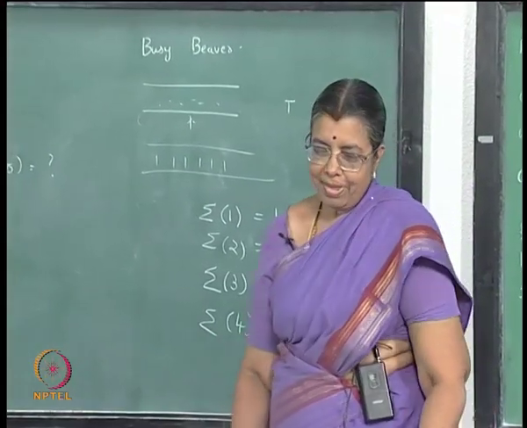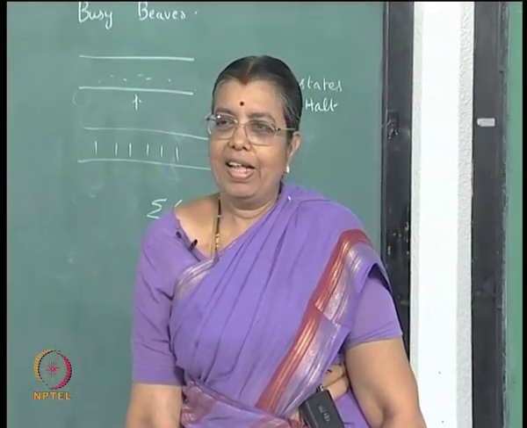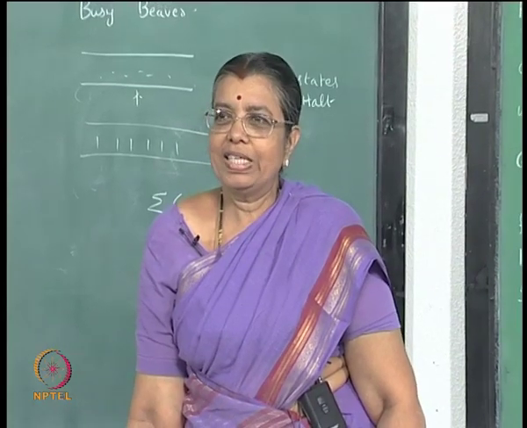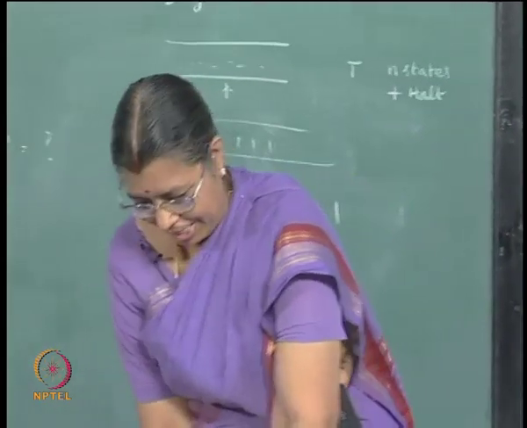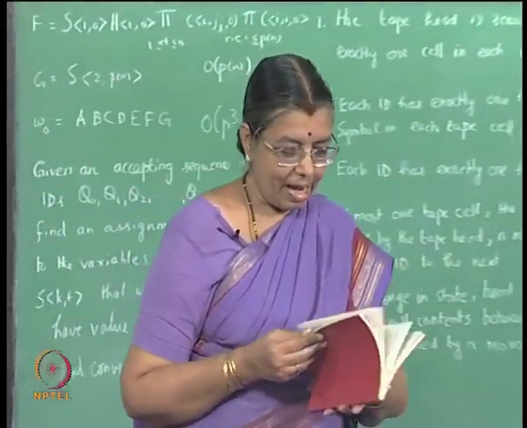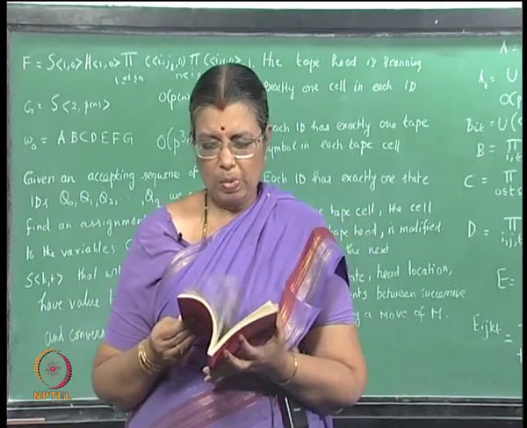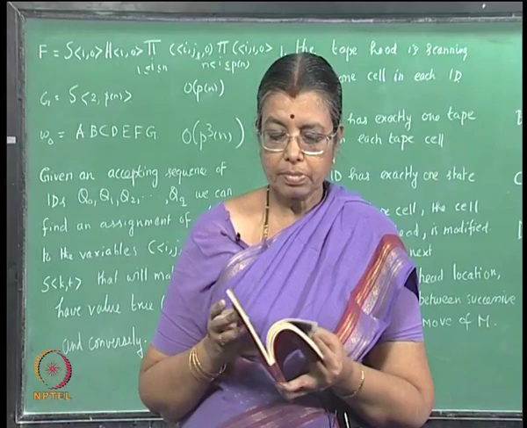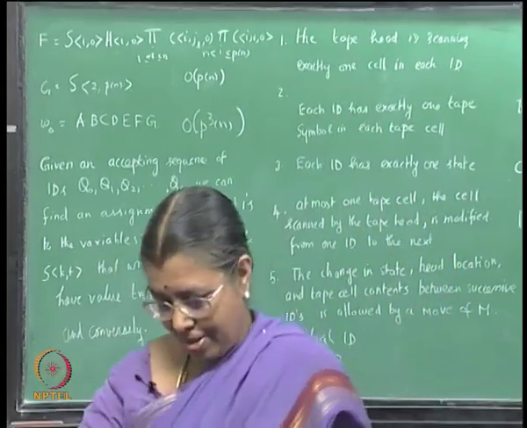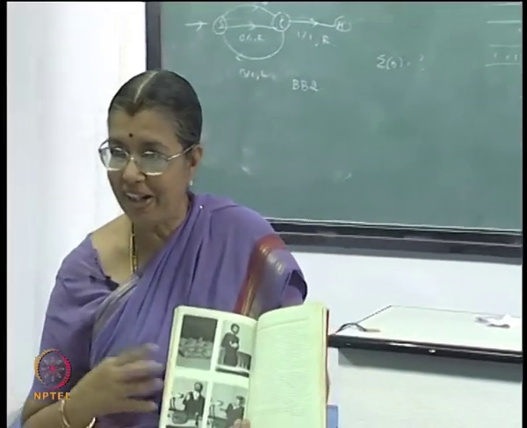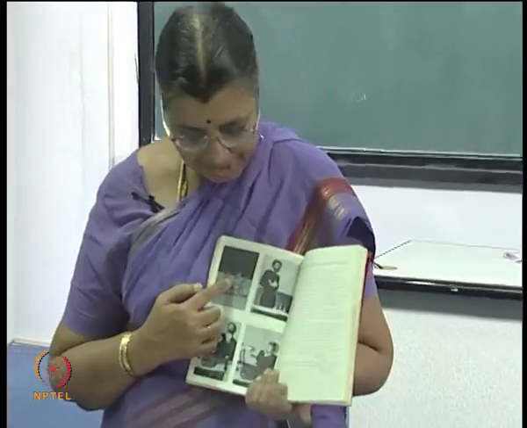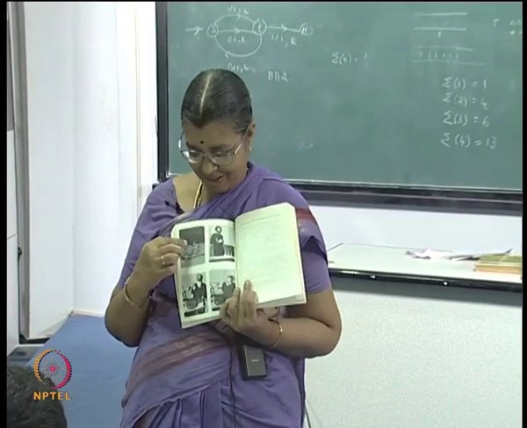Now at one time there was a competition held to find out what is the value of sigma 5. There was a GI conference which was held in Dortmund in 1982 or 83, and they were given prizes, something like Oscar prizes. What is a beaver? Beaver is something like an ant which brings the twigs and builds something. So the prizes were given in terms of a statue which looks like a beaver. So first prize, second prize, third prize were given.